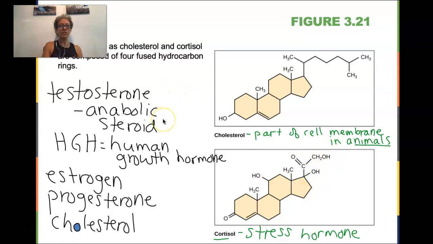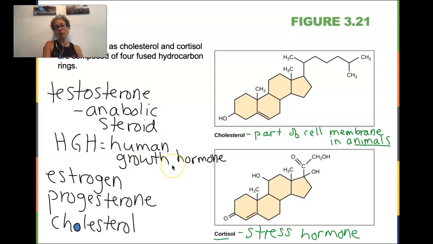We also have testosterone. It's called an anabolic steroid. It is a human hormone, tends to be higher in persons with XY chromosomes and lower in persons with 2X chromosomes, but it's present in all humans. Can be an anabolic steroid. Anabolic means to build up, to make bigger.